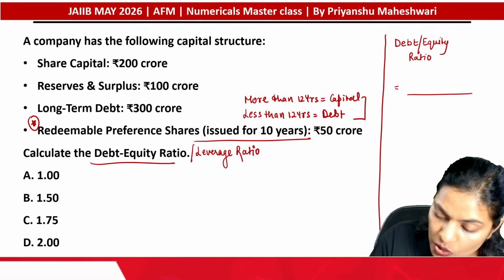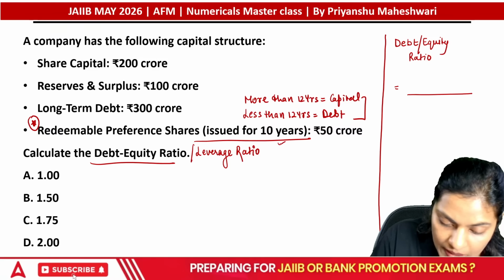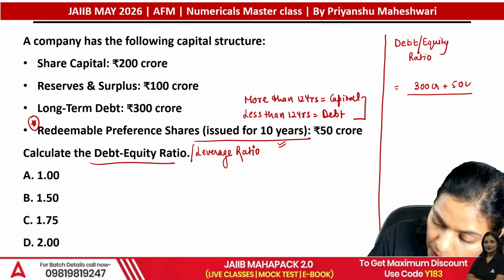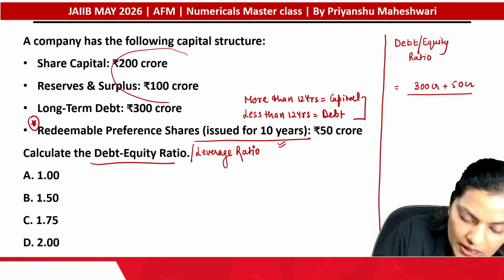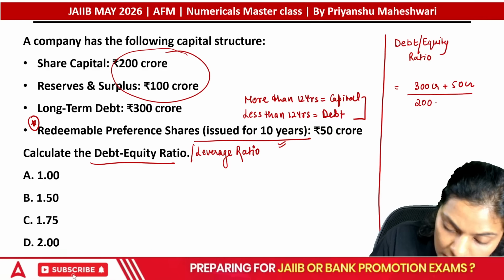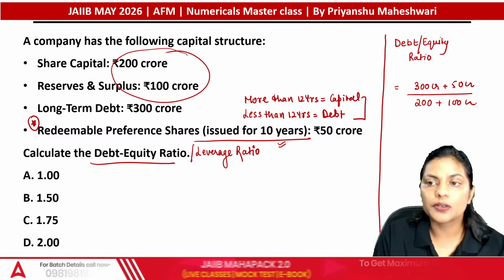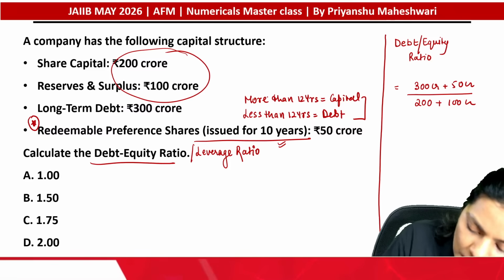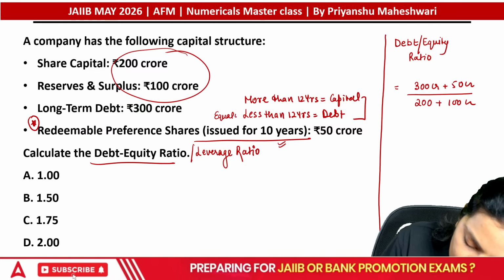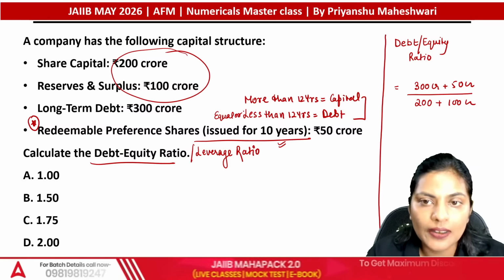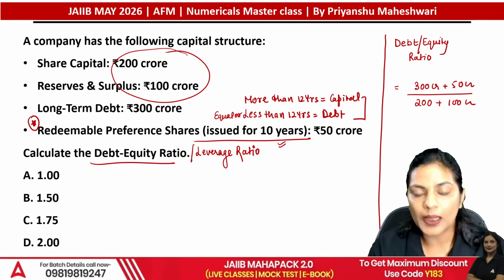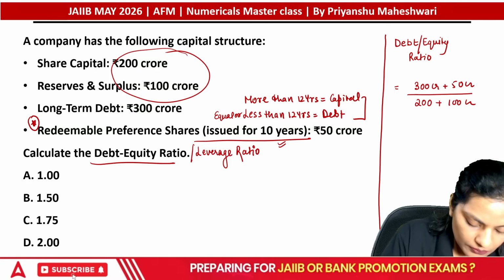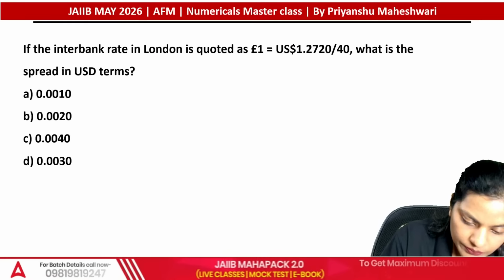Right? So, debt equity ratio, how much is our debt? Now, it is less than 10 years, I will be counting it. 300 crore plus 50 crore. We are not doing the maths over here. I don't need the answer like that. I just need the formulas that you are able to put. 100 crore. Correct? Equal or less than 12 years, then it is debt. More than 12 years, it is capital. Okay? So, whatever our answer is coming, it is okay now.